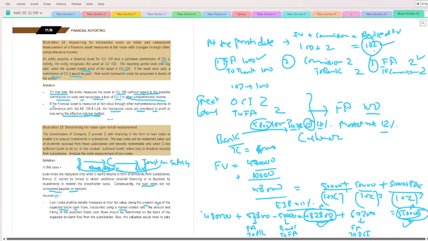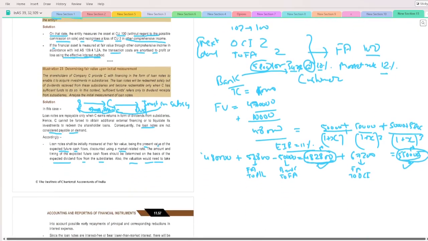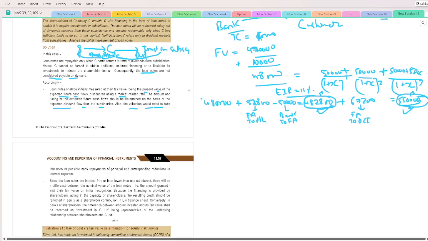Discounted using the market related rate. The amount and the timing of the expected future cash flow should be determined on the basis of the expected dividend flow from the subsidiary, and the valuation would also need to take into account the possible early repayment of the principal and the corresponding reduction in the interest expense. Since the loan notes are interest free, or bear lower than the market interest, there will be a difference between the nominal value of the loan notes and the amount granted and their fair value on the initial recognition, because the financing is provided by the shareholders acting in the capacity of shareholders.